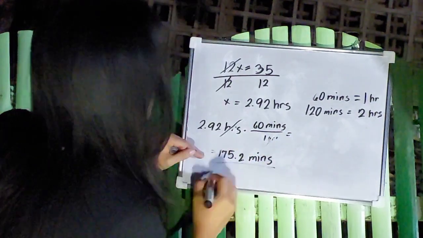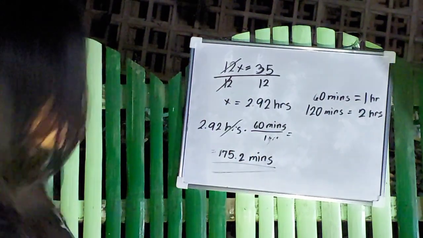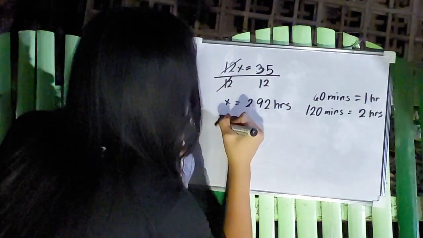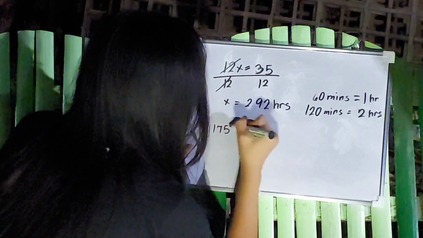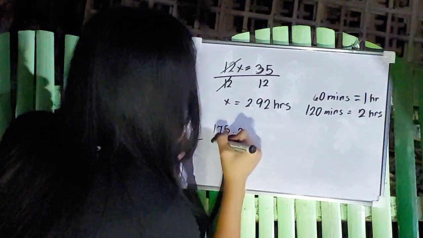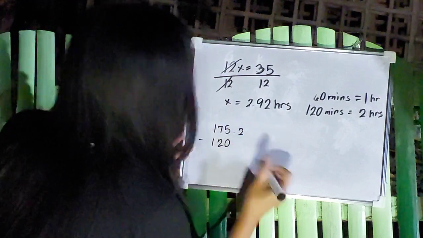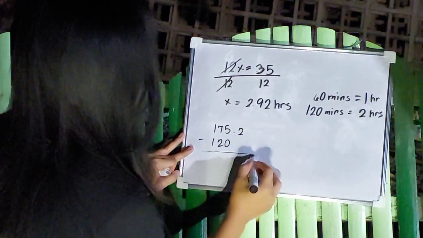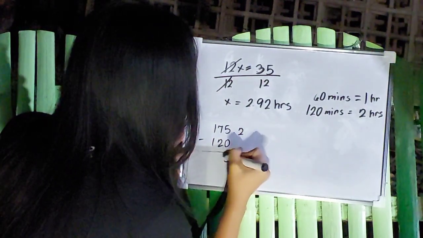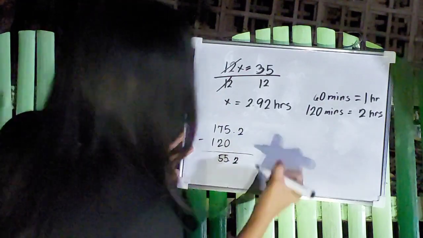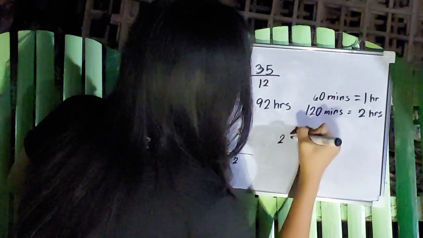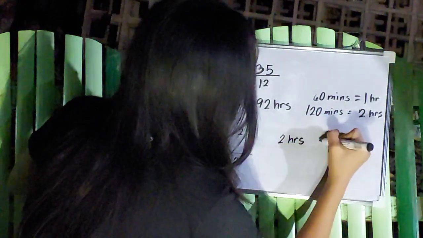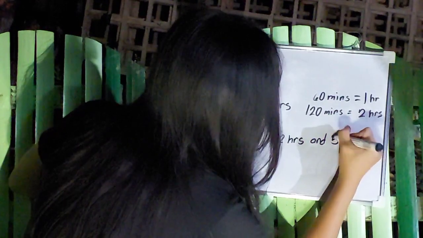minutes. Since 2 hours is equivalent to 120 minutes, then let us subtract 175.2 minus 120 minutes. So this will be 55.2 minutes. Therefore, we can conclude that if they work together, they can finish painting a room within 2 hours and 55 minutes.